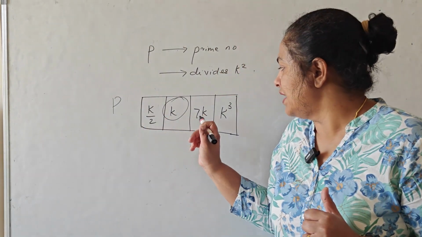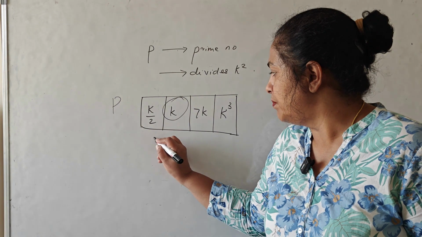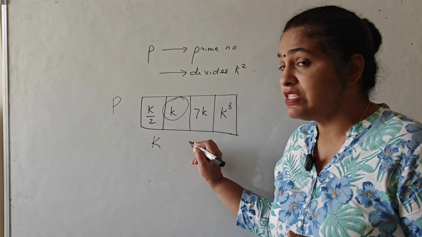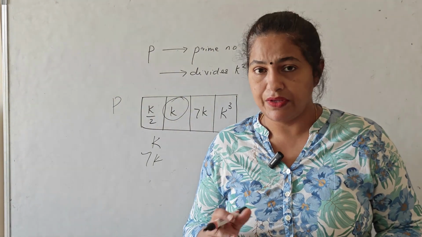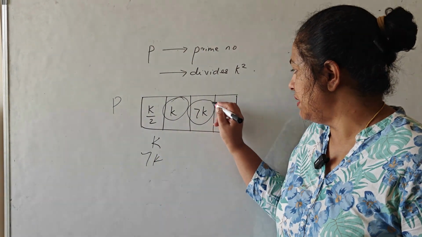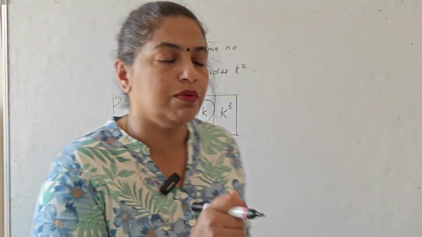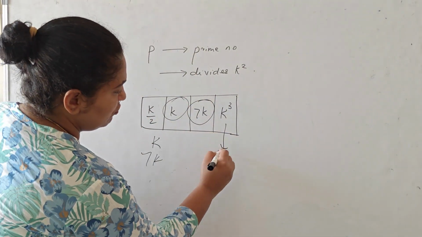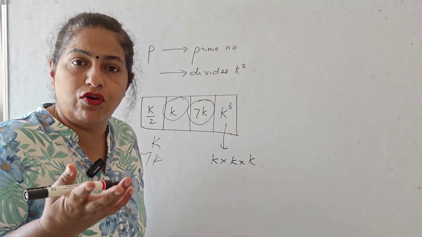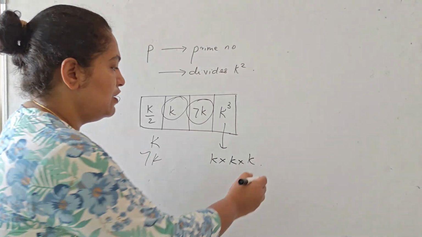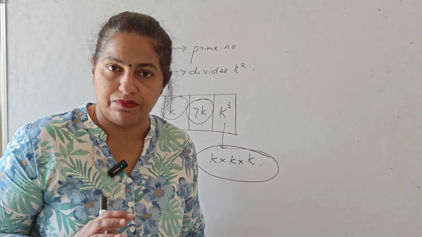Now, you know that 7k is just a multiple of k. So if k is divisible by p, 7k also has to be divisible by p. Correct? So this is also divisible by p. Now, next one is k cube. What about k cube? K cube is actually k into k into k. There are 3 k's. We know that k is divisible by p. So, k cube also has to be divisible by p.